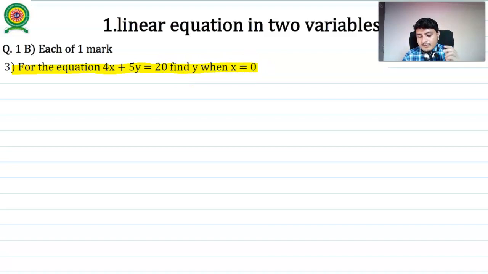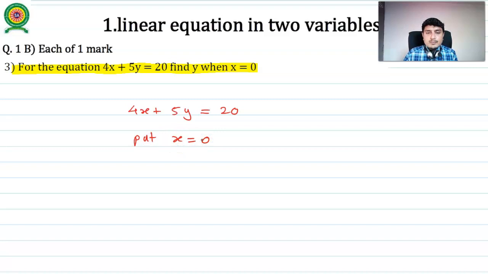So here we have given the x value is 0 and we have to evaluate the y for the given linear equation in two variable: 4x plus 5y equals 20. Whatever value of x we have been given, we have to replace x by that value, here 0. So 4 into 0 plus 5y equals 20.